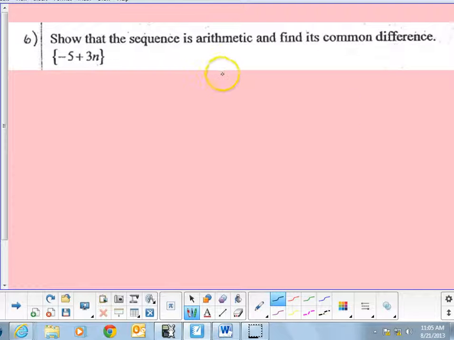One way that I will accept is not really a fancy pre-calculus way. You would just generate the terms and show me. So put in n equals 1, 2, 3, 4, and show me that it's arithmetic and find its difference. So let's do that really fast. If I put in a 1, what do I get? -2. If I put in a 2, I get 6 plus -5 is 1. If I put in a 3, 3 times 3 is 9 plus negative 5, anybody?